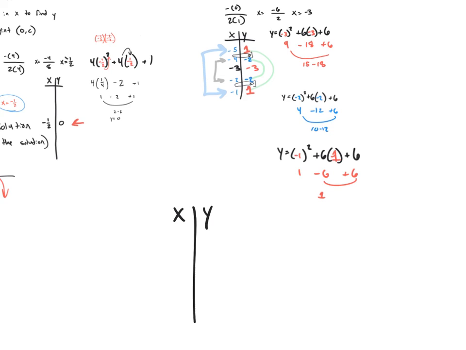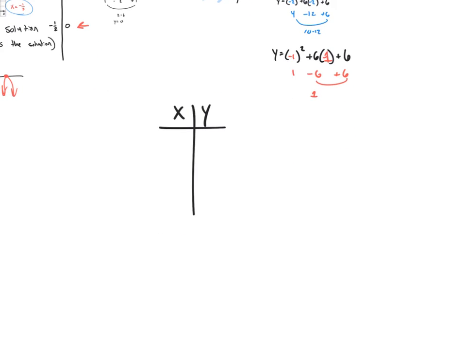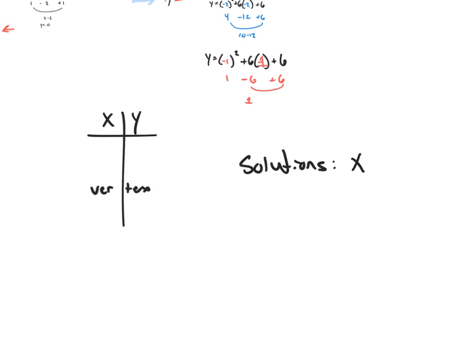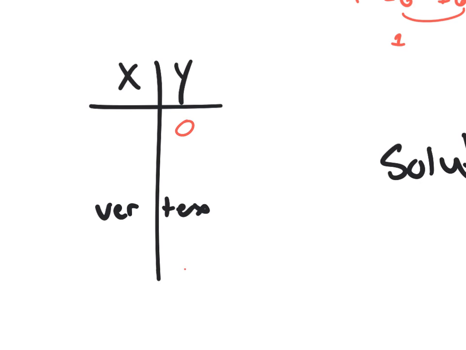So before we conclude today, remember the key. You want your vertex right in the middle, and then solutions are x-intercepts, which means you're looking for that y-coordinate of 0. So say you found some y-coordinates of 0, that x-coordinate is your solution.